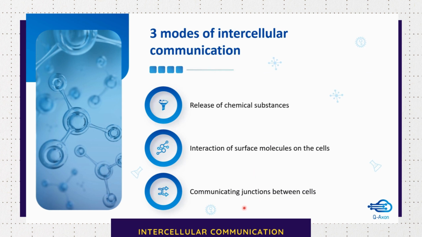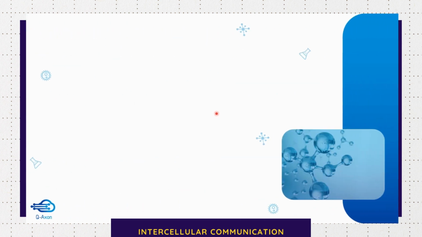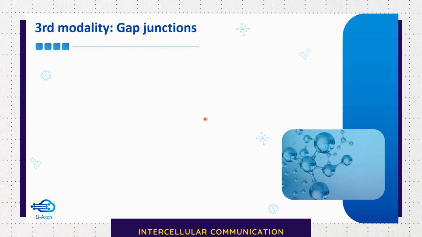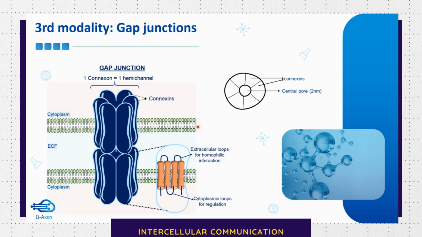Now let us see the third mode of intercellular communication, that is communicating junctions between cells. We call them gap junctions. So what are these gap junctions? Here you see we have shown two cells. This is one cell and this is the cell membrane of that cell, and this is the other cell and this is its cell membrane, and this is the gap junction. It is formed by a unit in each of the cell membranes, and when those units combine together, they form a channel connecting the two cells.